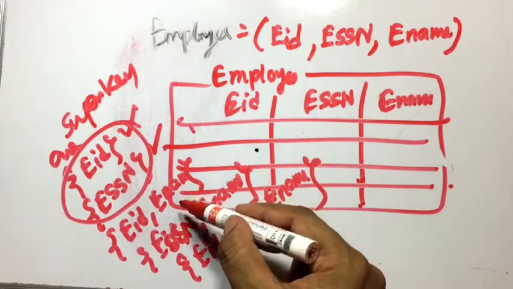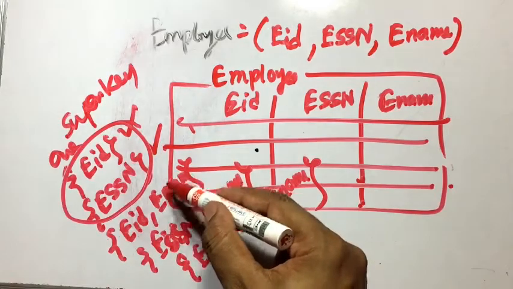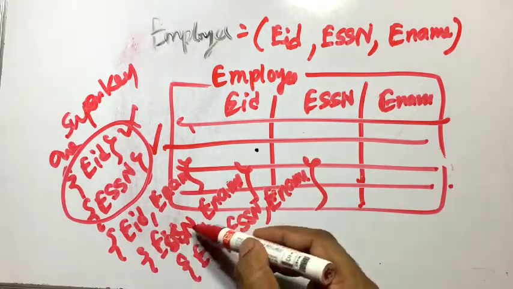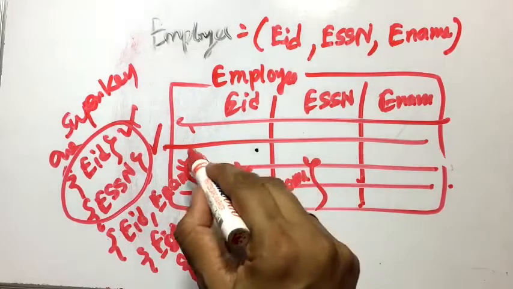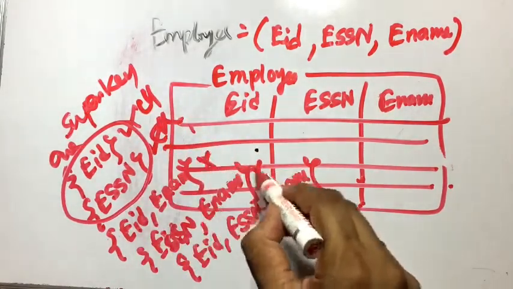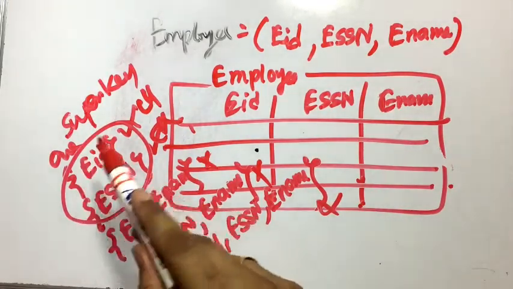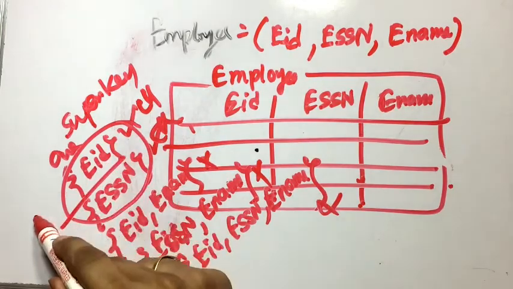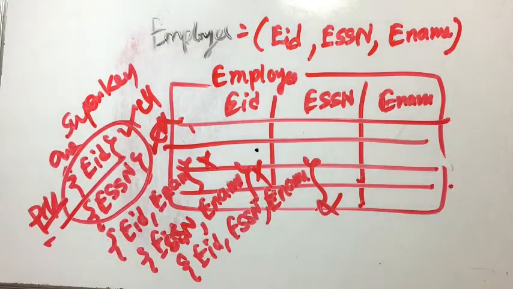EID, e-name is not a candidate key because EID itself is a candidate key. E-name is a redundant attribute. ESSN itself is a candidate key. So those are not candidate keys. This is a candidate key, CK. This is not. Among them, EID or ESSN can be considered as the primary key. This is PK. So in this way, we can find all keys in a table.